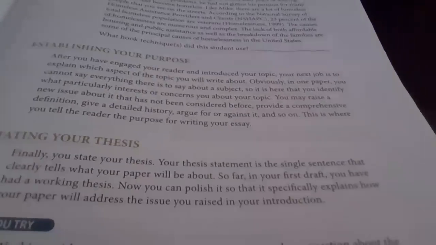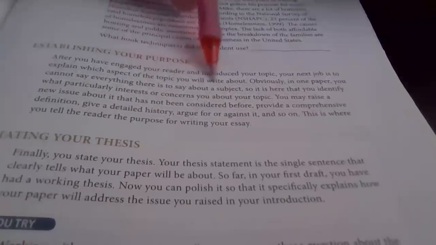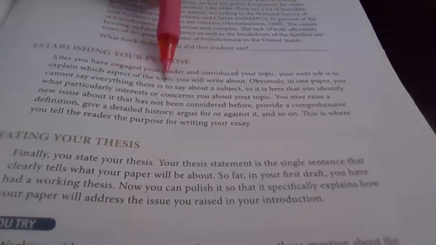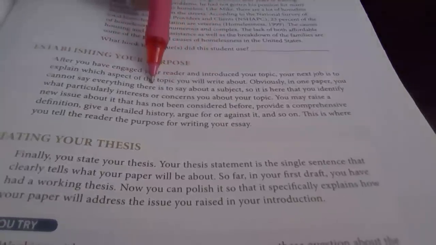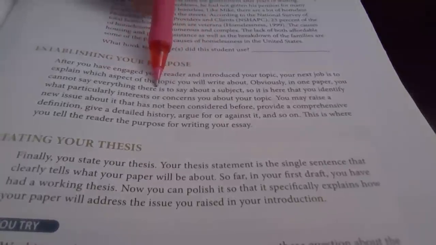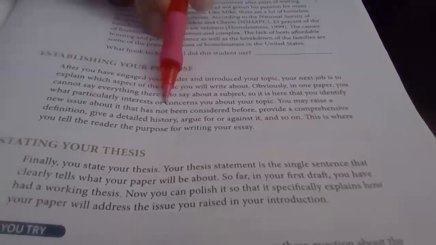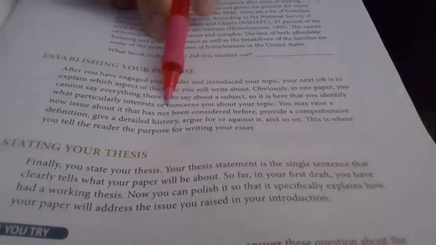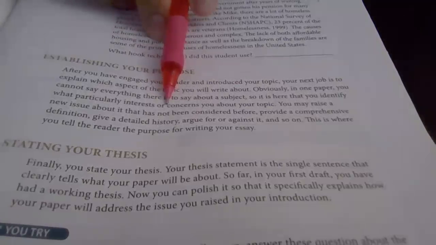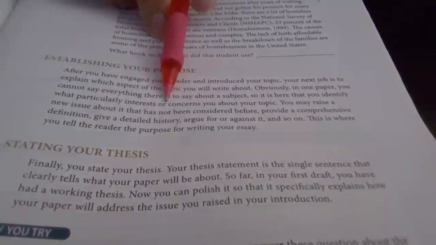Establishing your purpose. Right? So after you've engaged, after the hook, your next job is to explain which aspect of the topic you'll write about. Obviously, in one paper, you cannot say everything there is to say about a subject. So it's here you identify what is important about your topic. Think about essay 4. Yes, perspective is a huge topic, right? So many different things you could talk about, but what about the importance of perspective for children in order to grow and learn and mature? Or what about perspective in terms of progress in society? What about perspective in terms of empathy, emotional understanding of others? You can kind of narrow it down a little bit.